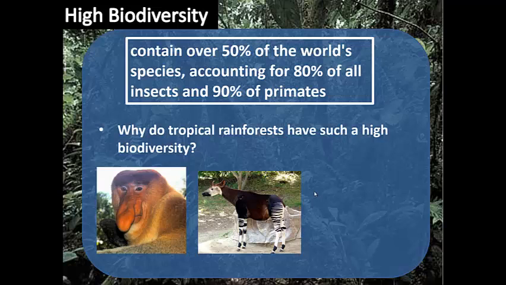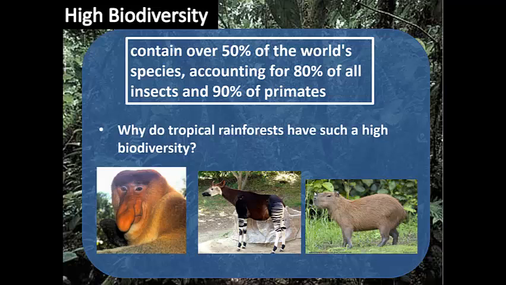This weird looking creature, which looks like a crossbreed between a zebra and a giraffe, is known as the okapi and is actually a close relative of the giraffe. You can find this animal in the Congo Basin in the African rainforest.